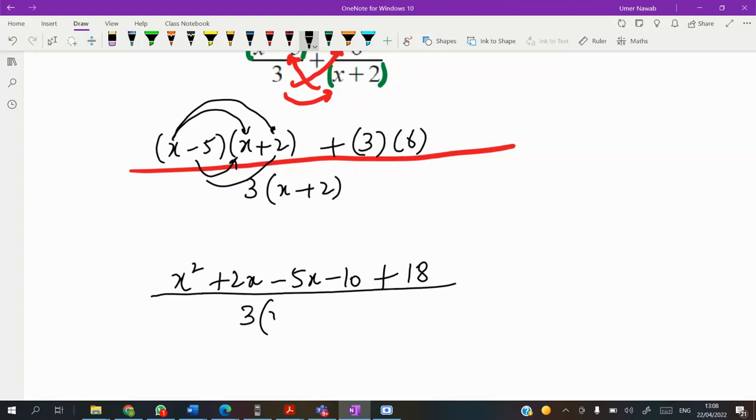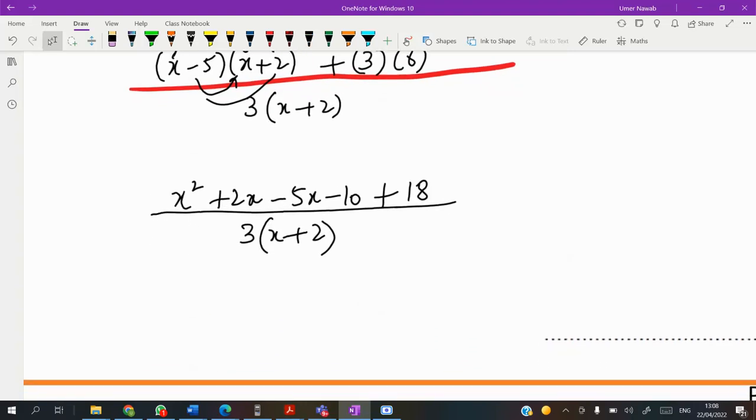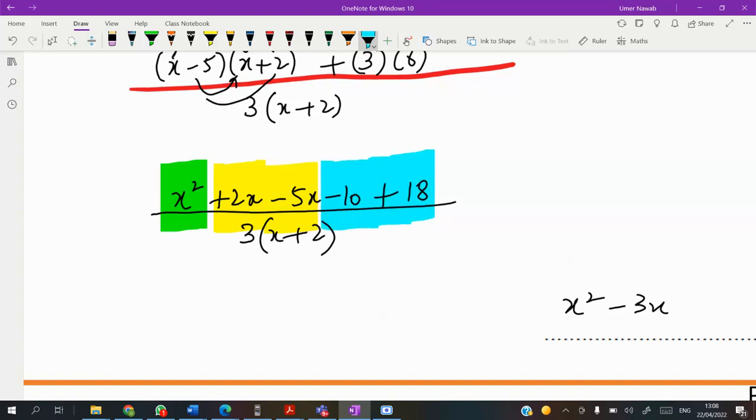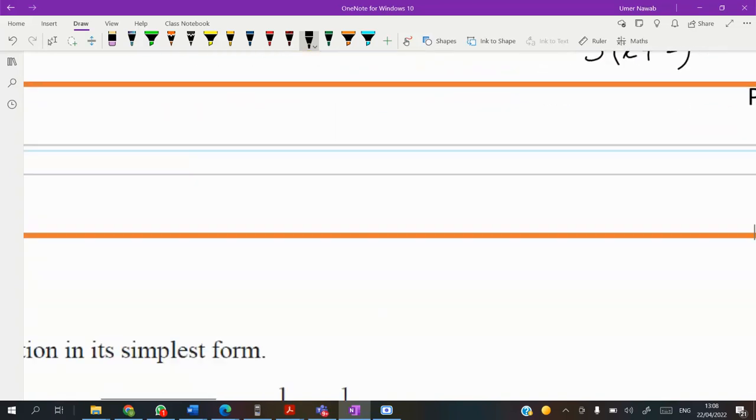In the denominator, 3x plus 2. Now simplify. We have only a single x squared term, so in the final answer, x squared. How many x's do we have? 2x and minus 5x, so we will write minus 3x. How many constants do we have? 2 plus minus 10 plus 18 is plus 8. And in the denominator, don't expand it, as I didn't do expansion in the previous two questions as well.